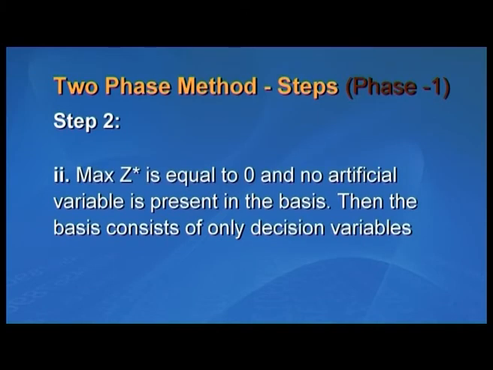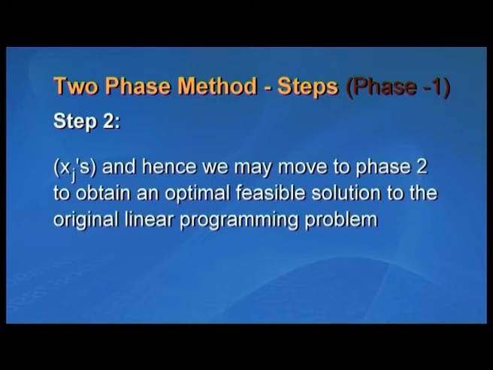Maximum z* is equal to 0 and no artificial variable is present in the basis. Then the basis consists of only decision variables xj's, and hence we may move to phase 2 to obtain an optimal feasible solution to the original linear programming problem.